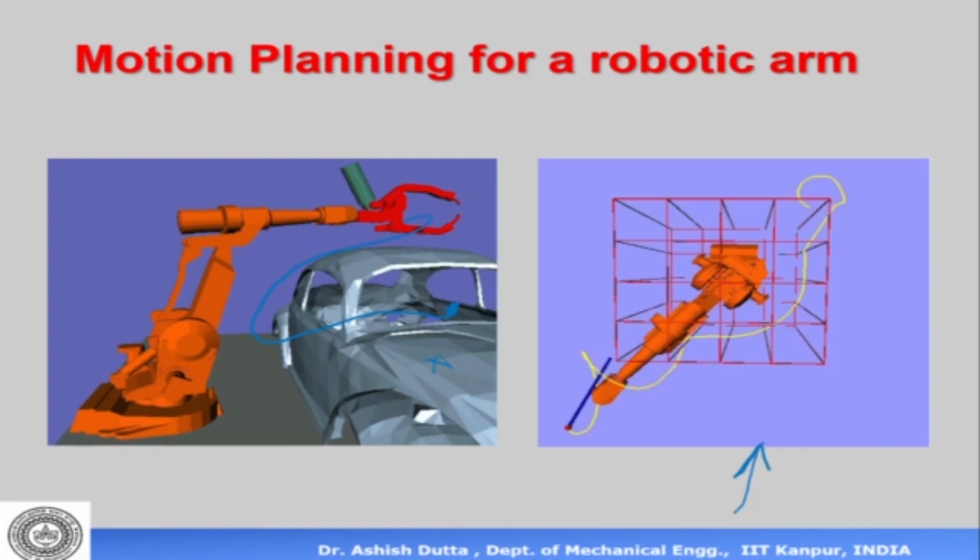So for example, should the robot go in from this window? Should it go in from this window? When it goes inside, it should not hit any part, it should not get stuck. Even when you can visually see it, even then it's a difficult problem. Okay, so this is a challenging problem in robotic spot welding.